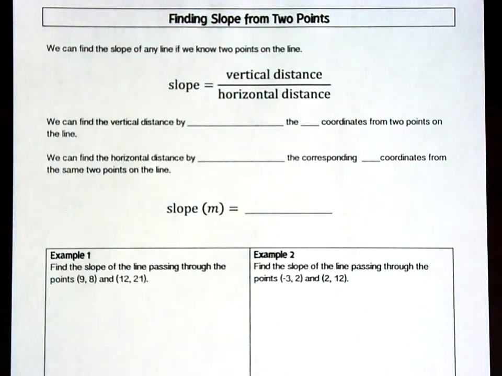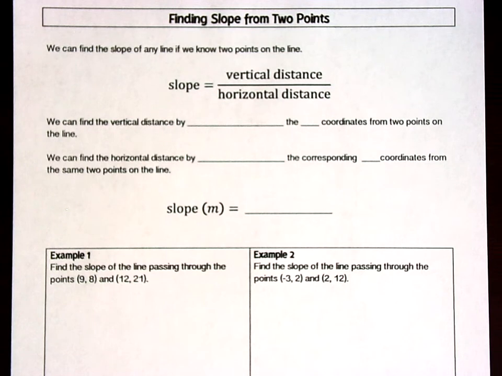Let's take a look at finding slope from 2 points. So we can find the slope of any line if we know 2 points on that line. Generally speaking, we know that on a grid we can calculate our slope by finding the vertical distance of a slope triangle and dividing it by the horizontal distance.